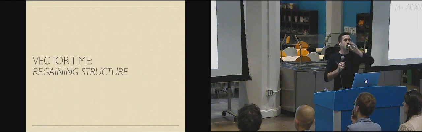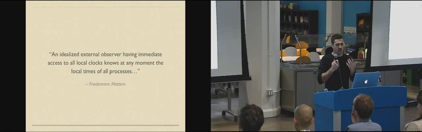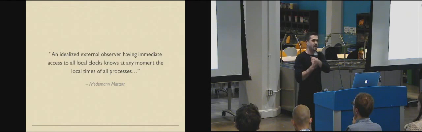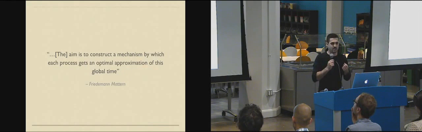So Mattern aims to solve this through what he calls vector time, and that's how we get this structure back. And he explains, at least in my mind, his thought process of how he arrived at this by saying, imagine that we were some supernatural observer that could instantly get every clock from every machine and perfectly know what the time was on every single one. That would be really awesome. Then he breaks our heart and tells us that we can't. But he goes on to say, if we had an approximation of it, if that approximation was as good as it can be, maybe it would be good enough for us to use.